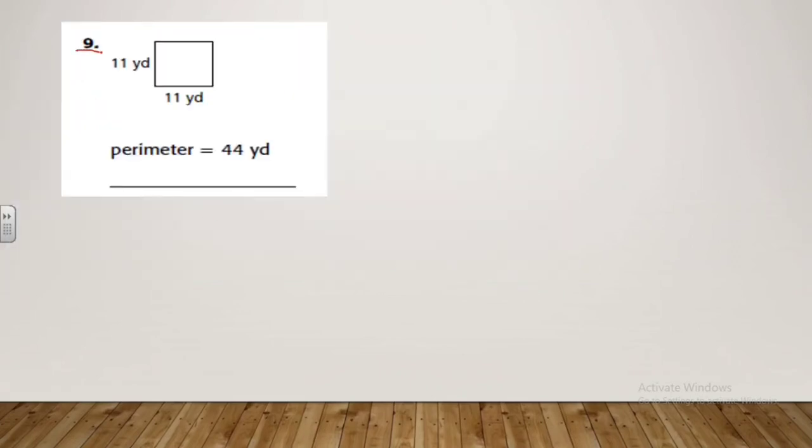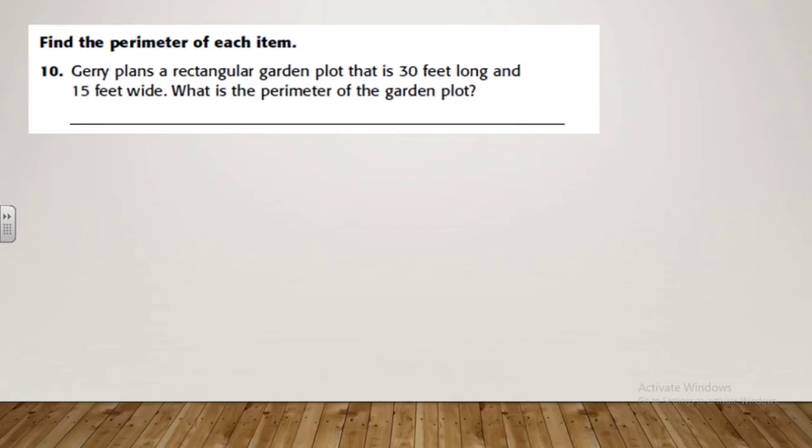Let's see question number 9. He gave you the shape and he tells you the perimeter equals 44. So that's 11 and that's 11. Can you tell me what this figure is? Excellent. That's a square. So these two sides will be what? 11 and 11, because all sides of a square are equal in length, right? Great job.